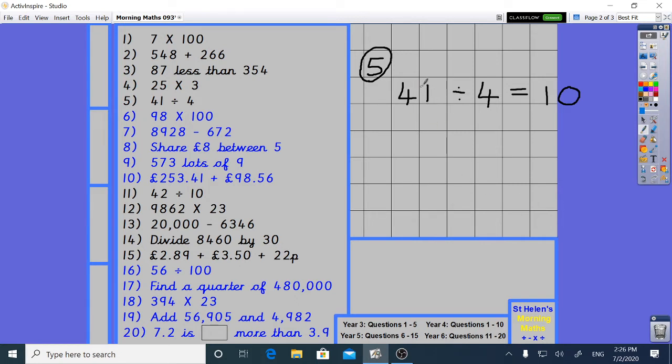But I only sang up to 40 and that's 41. So that little 1 is like a little extra. It's a remainder and we say remainder 1. Your teachers have probably showed you this.